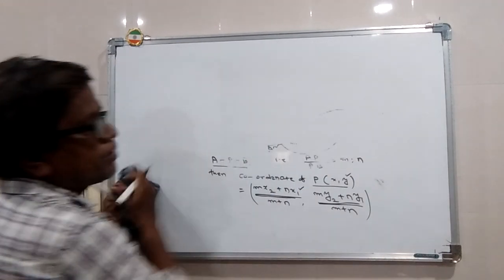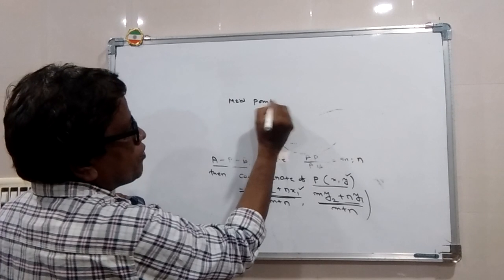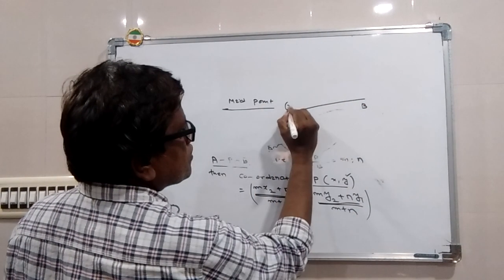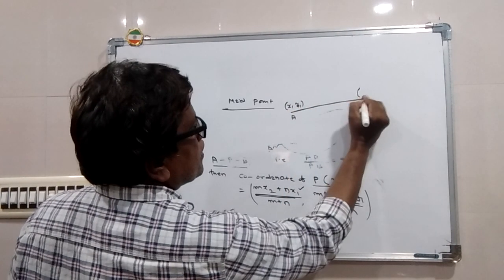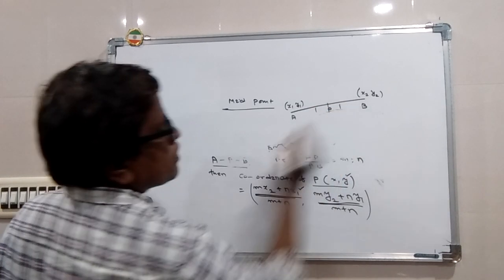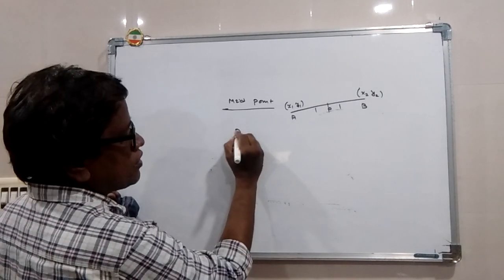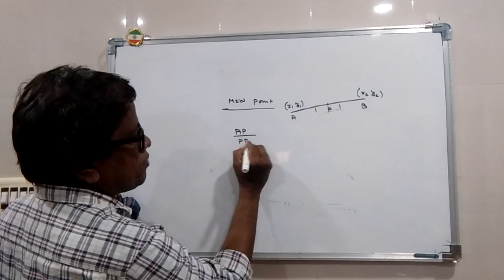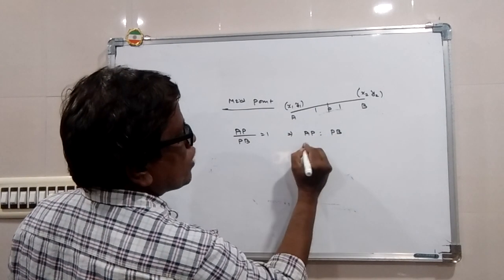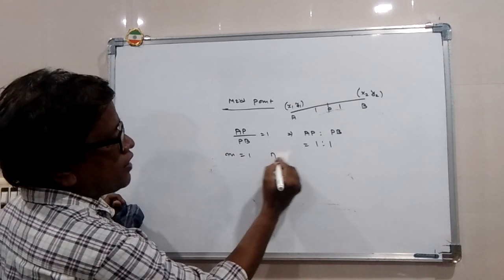Now the midpoint formula. In the case of a midpoint, A and B are two points whose coordinates are (x1, y1) and (x2, y2), and P divides AB in the ratio 1:1. We can say AP equals PB. If P is the midpoint, then AP/PB equals 1, so AP:PB is 1:1. So in this case we can take m equal to 1 and n equal to 1.